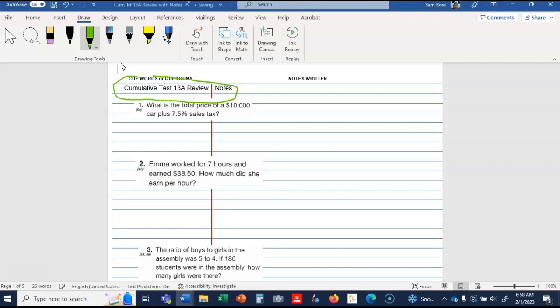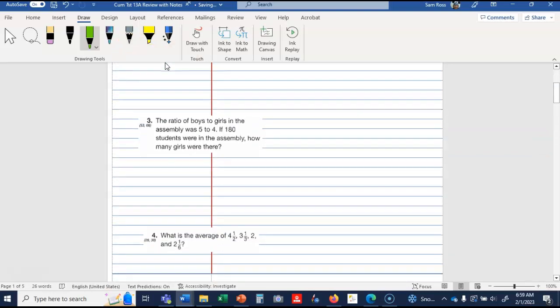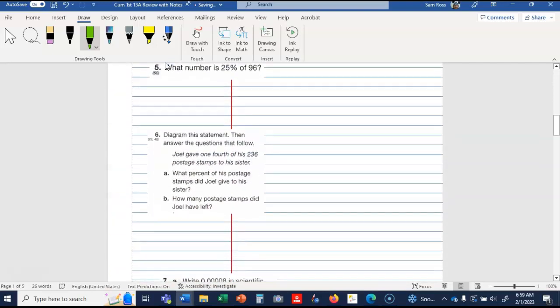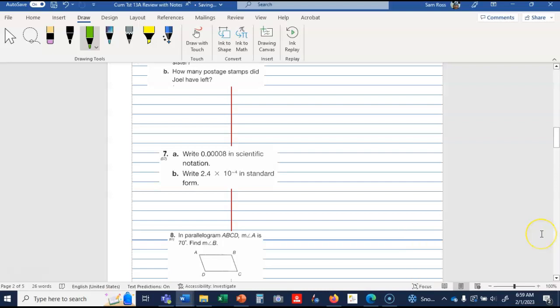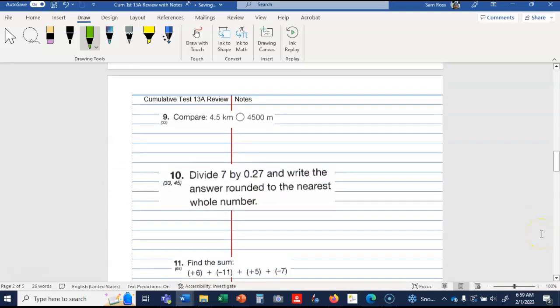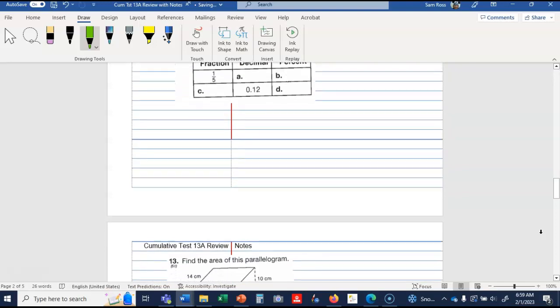This is the cumulative test review 13 for 13A. Now, we've done, let me see if I can get, why won't it let me? Let's see if it will. Maybe it won't. Okay, there we go. We've done 1 through 4. We did 4 through 8, and I believe we did through 12.